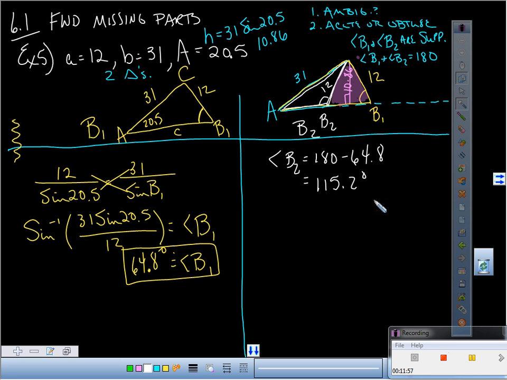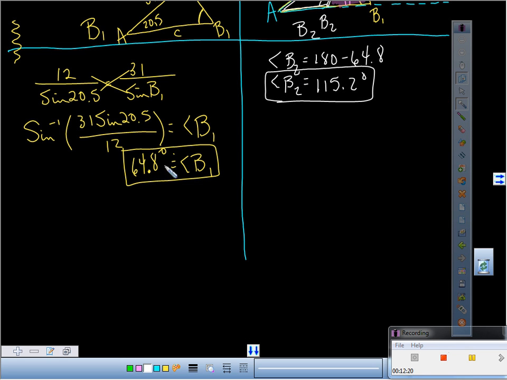116.6. So that's angle B sub 2. I'm going to box it in because I had to find it. Okay? Now I'm just going to go back over here and find all my other missing parts. I'll finish working this one. I just like to, once I find that angle, immediately go over here and do it. You don't have to do it that way. It's just really hard. All right. So, what else do we need to find over here?